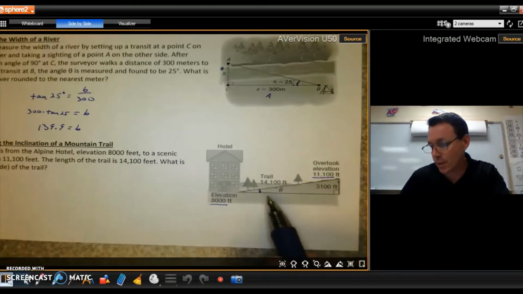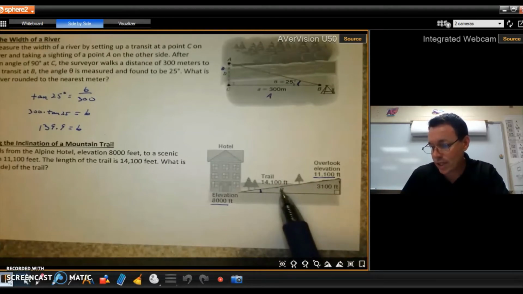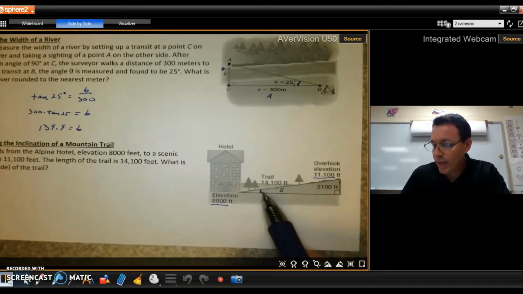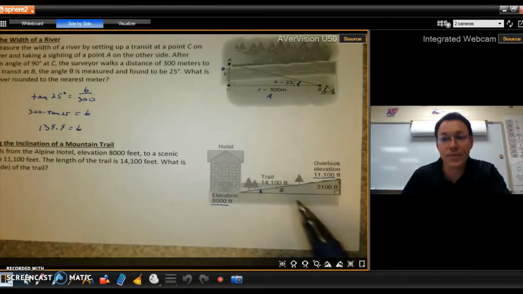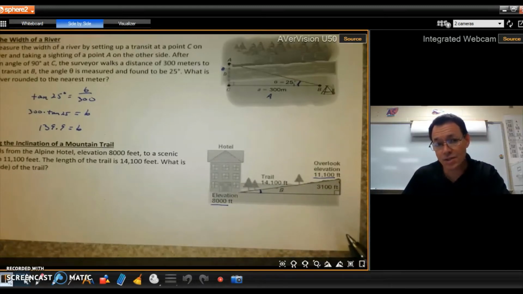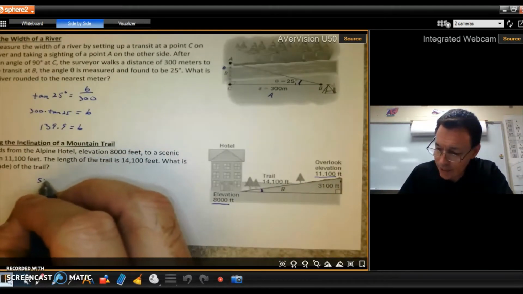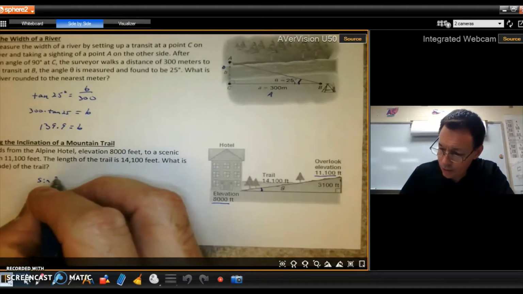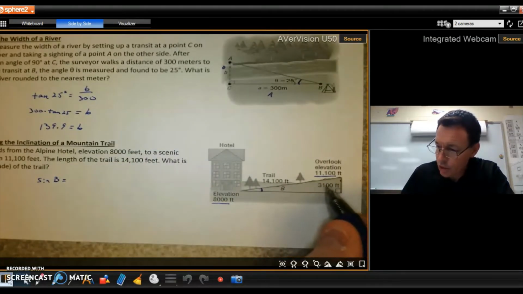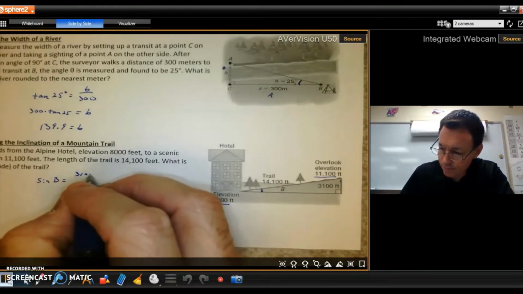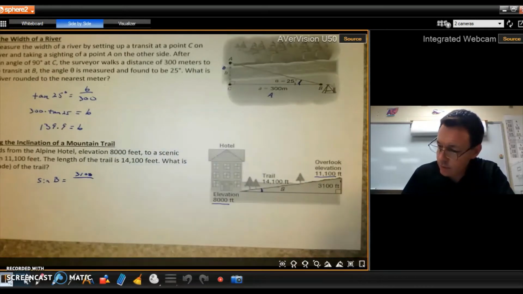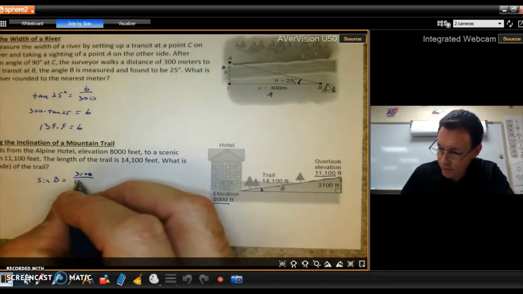Well, let's take a look at what we got. We got our angle, which they labeled B. We have the opposite side, and we have the hypotenuse. Well, that's sine. You're always going to have to make a decision about what trig function we are using. So, the sine of our angle B is 3,100 over 14,100.